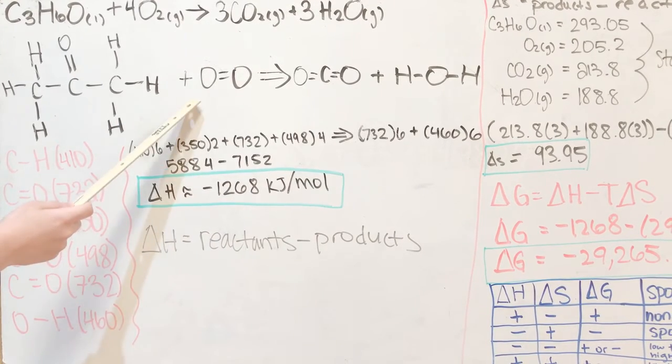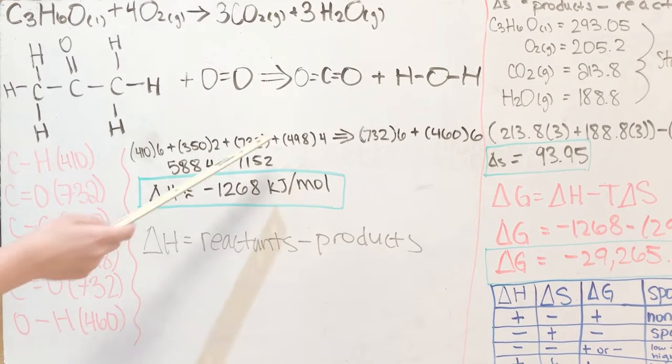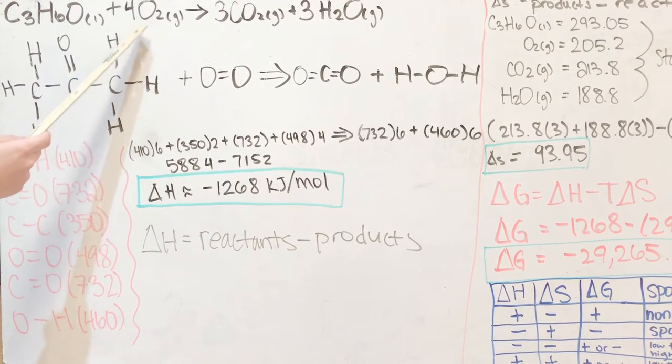The next one, you see that there's a double O, the O=O bond, and it is 498, but we multiplied it by 4 because there's a coefficient of 4 up here.